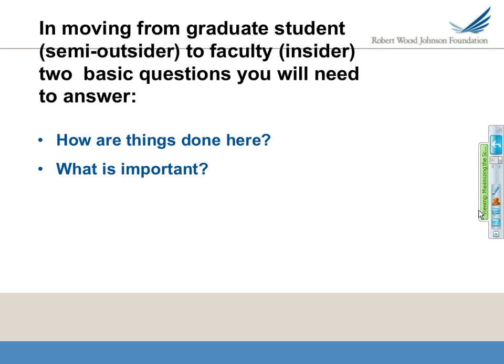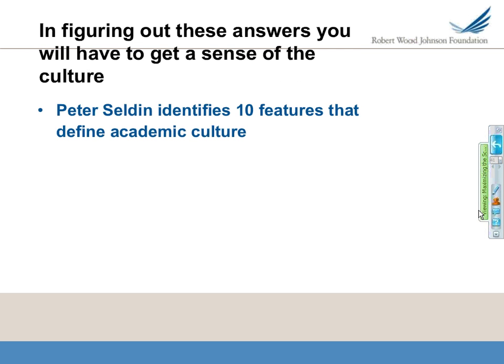You do want to know how things are done at the institution you're going to, and also what's really important there. Peter Selden gives us 10 characteristics of academic culture to give us a sense of what's important and how things are done. These are questions you have to ask as you decide where you want to be and what the best fit is for you. You want to be selective. You don't want to just go to the first place that invites you, because it may not be a great fit.